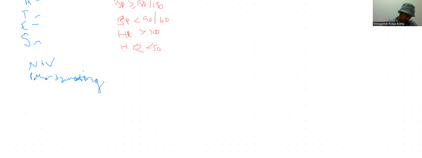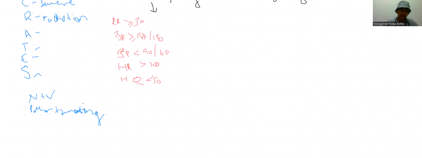Then known ischemic heart disease is another important factor. If we know that this patient has ischemic heart disease, you have to consider an MI. This could definitely hold that it's an emergency.